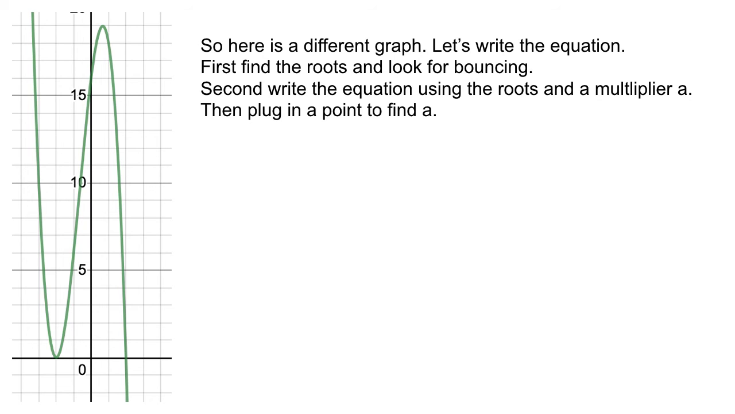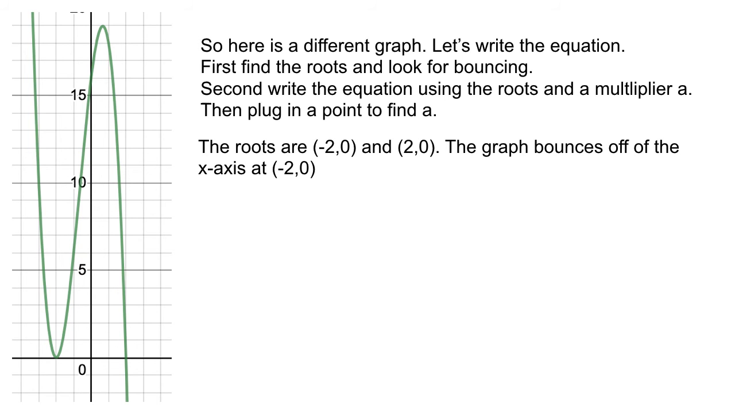So here's another graph. Let's just look at writing the equation. The first step is to find the roots and look for where it bounces. The second is to write the equation using those roots and a multiplier, which we're going to call a until we figure it out, and then we're going to plug in a point to find a. So we can see the roots are (-2, 0) and (2, 0).